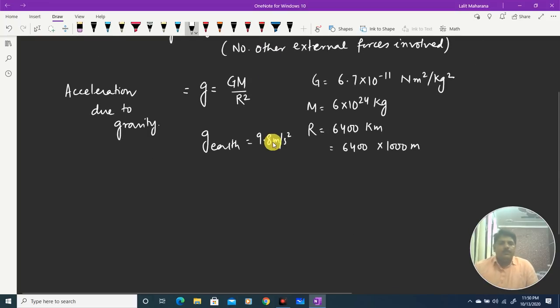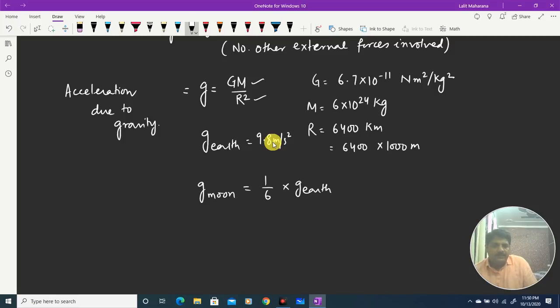If you talk about the moon, the mass of moon is nearly 1 by 100 times the mass of earth, and if you put the values of mass of moon and radius of moon, you would get g moon equal to 1/6 of g earth. We will discuss this later on when we talk about mass and weight. You would get the value as 1.63 meter per second square.